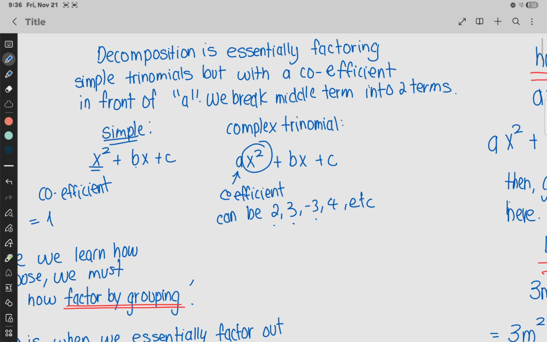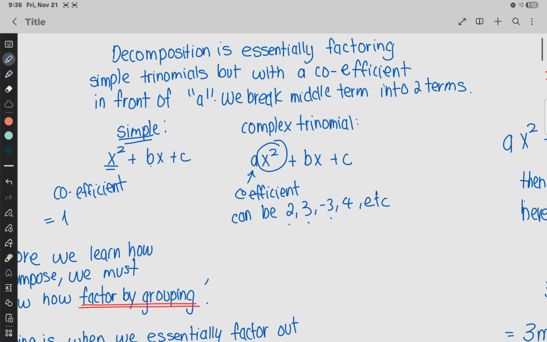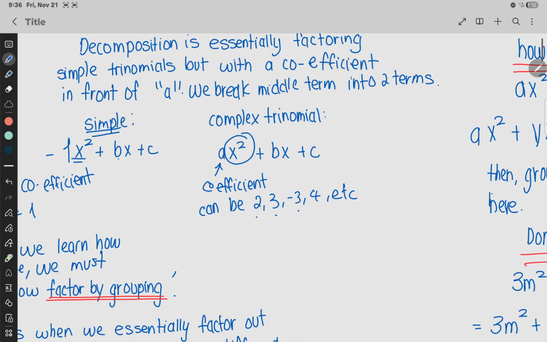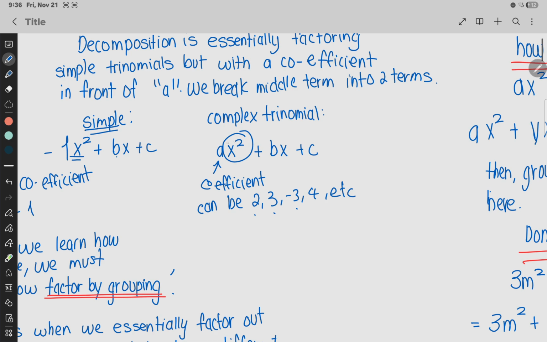Okay, so let's rewind. A simple trinomial that we learned last lesson takes the form x squared plus bx plus c, where the coefficient in front of x squared is 1 or -1. But now we're doing complex trinomials. We're decomposing complex trinomials, meaning that the a value, the coefficient in front of x squared, can be any number. It can be 2, 3, -3, 4, -5, -10, it doesn't matter. You know my point.